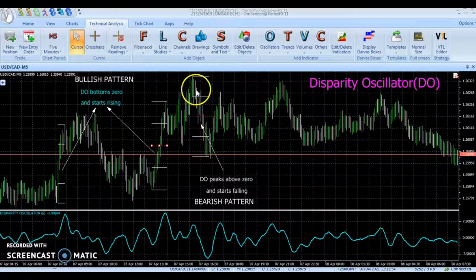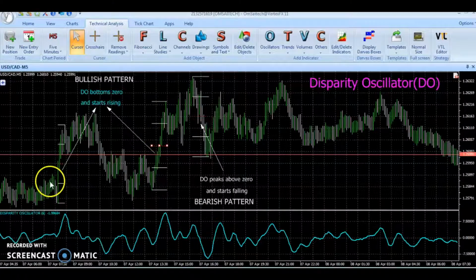In the chart, there is one bearish setup and two bullish setups marked. A bearish setup occurs when the DO peaks above zero and starts falling. Likewise, a bullish setup occurs when the DO bottoms out below zero and starts rising. The farther the peaks or bottoms are formed from the neutral zero line, the higher the probability of a strong reversal.